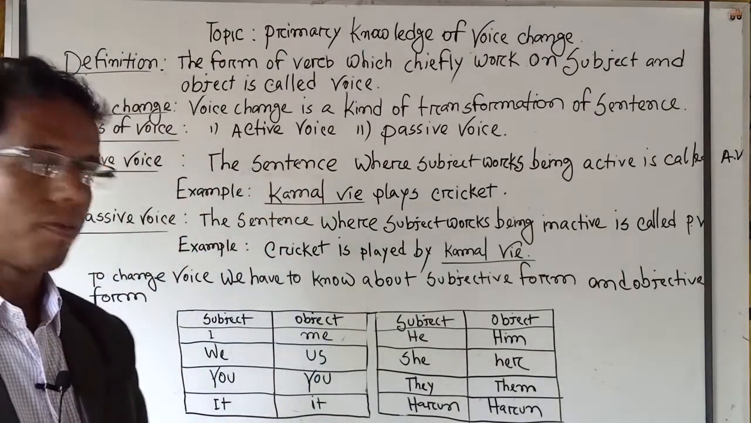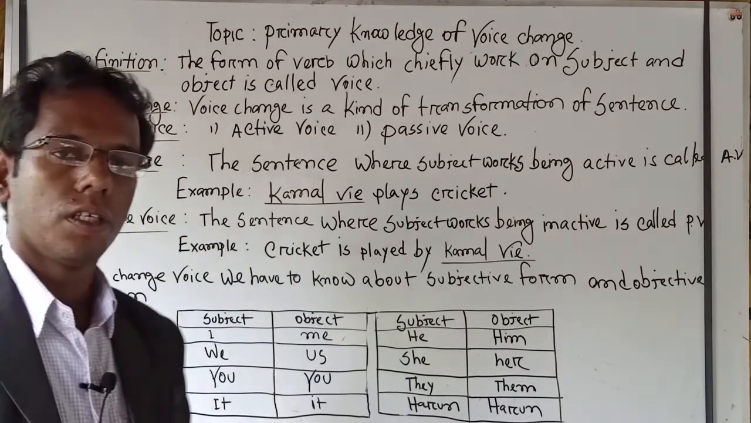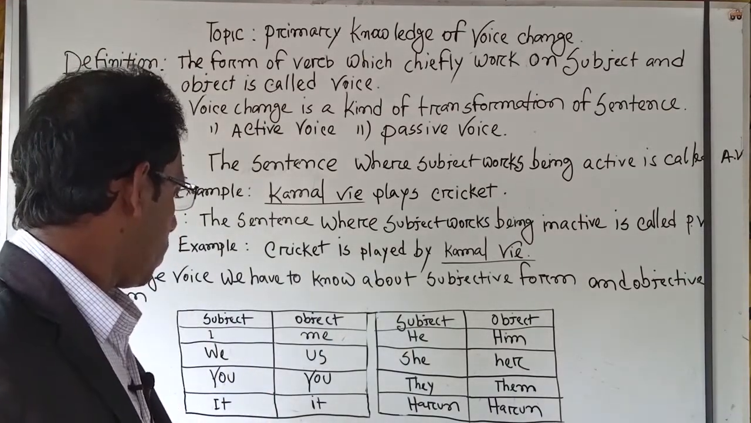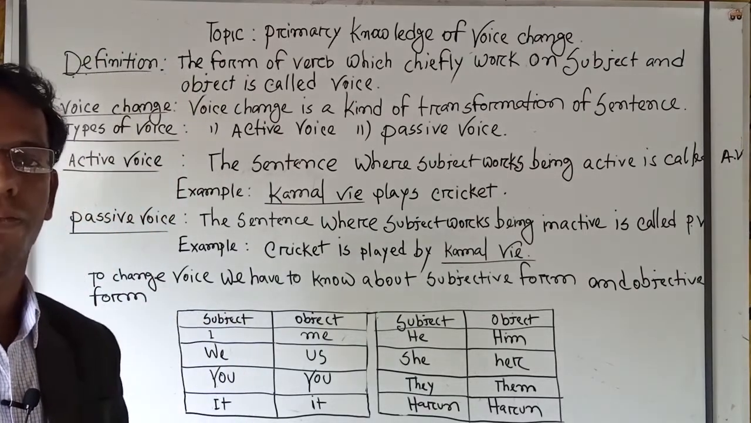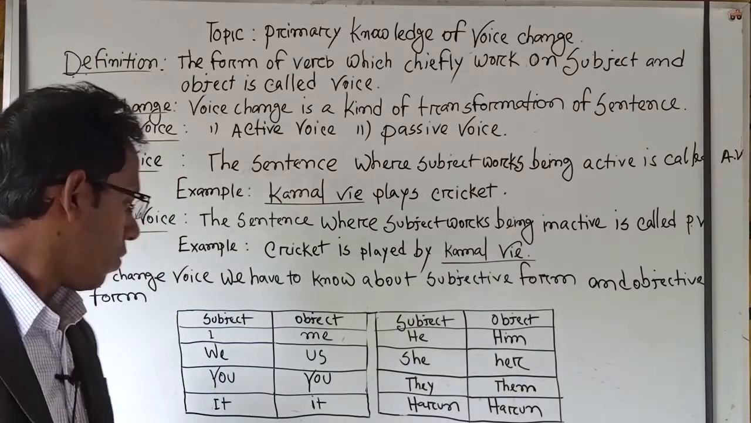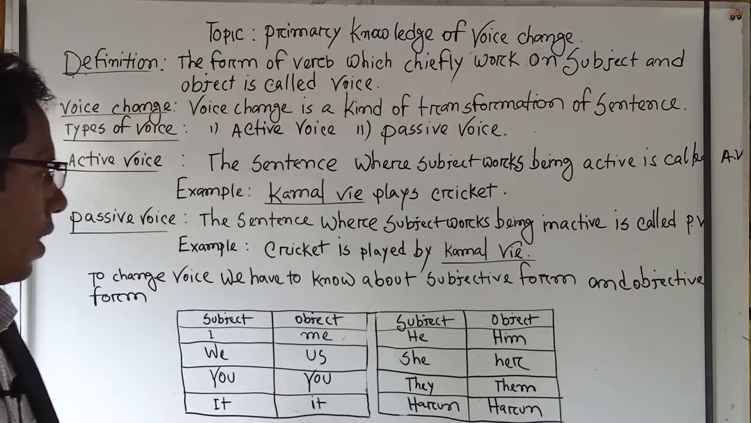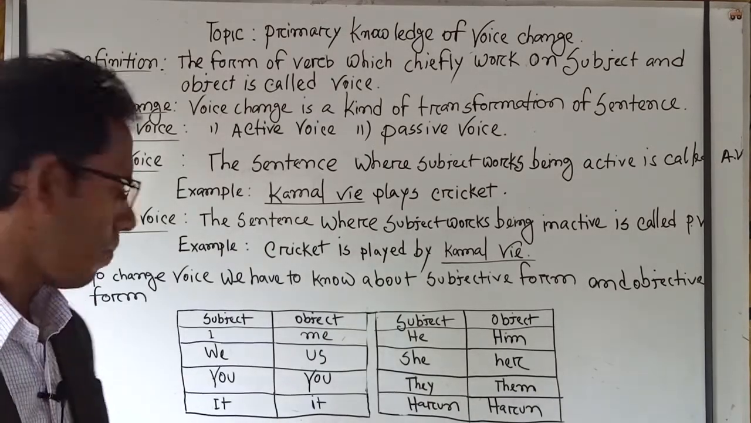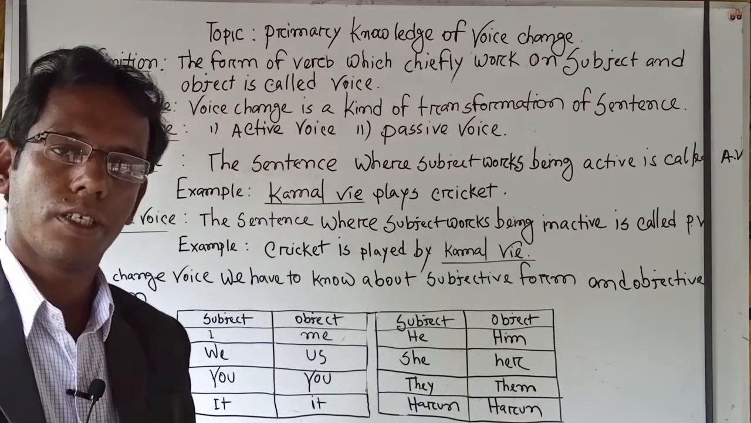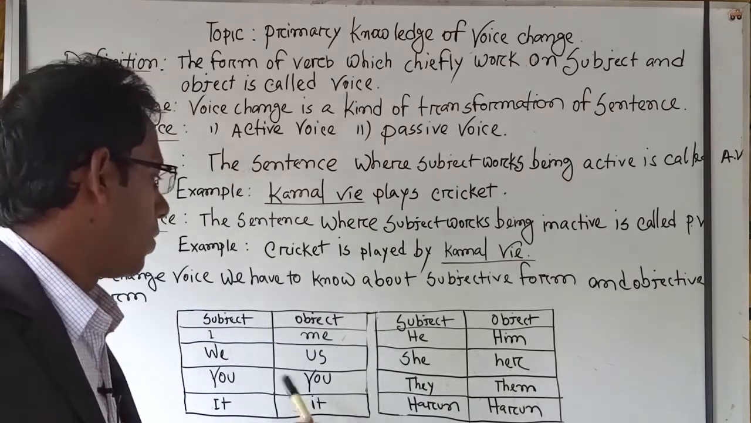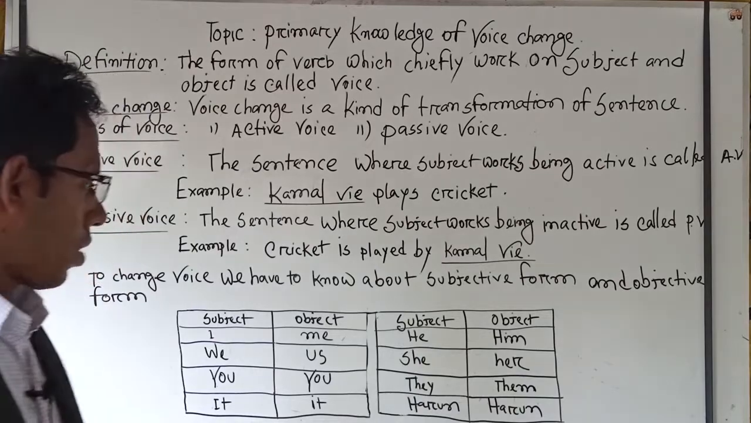So now, next, you. You is a type of word whose subjective and objective forms are the same. Okay, now, you is a subjective form, and at the same time, you is the objective form. Then it is a subject, and it is an object.